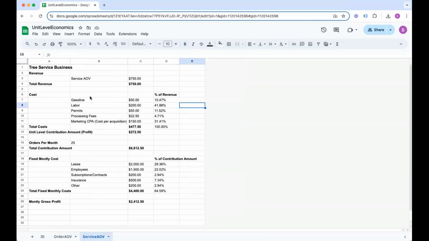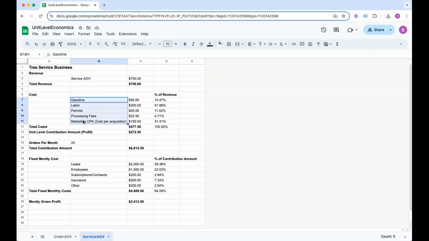Let me just show you quickly what a service business might look like. Let's just say this is a tree service, someone that you might have come out to remove a couple of trees or prune them or something along those lines. Same basic idea. Here it's just a service average order value. There's no shipping, no product. It's just how much you're going to charge on average to do a job. Let's just say it's that much.